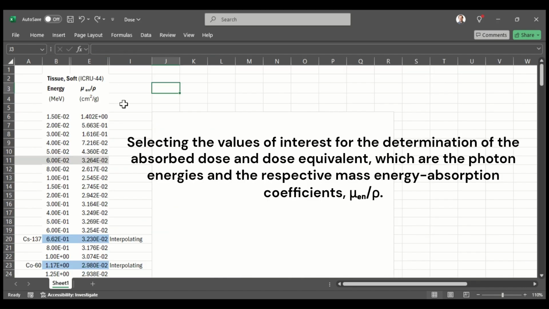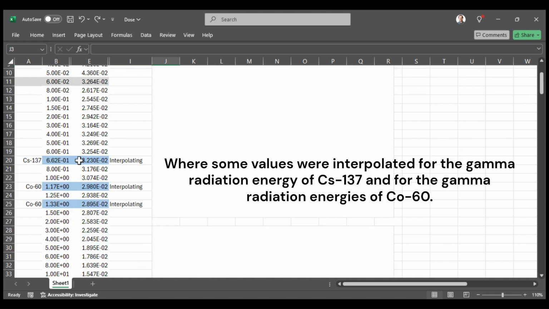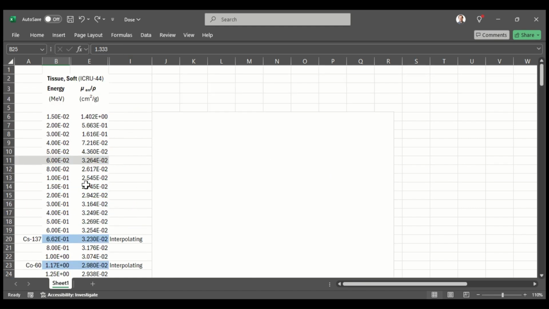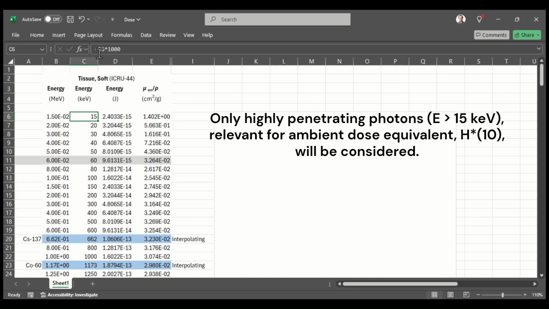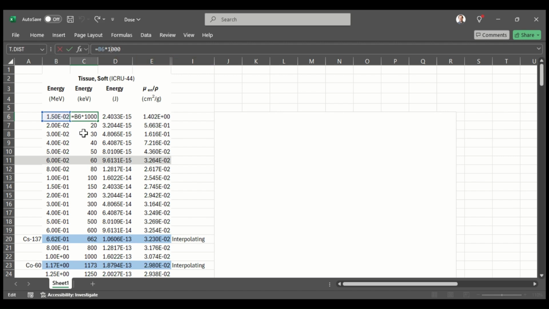Selecting the values of interest for the determination of the absorbed dose and dose equivalent, which are the photon energies and the respective mass energy absorption coefficients. Some values were interpolated for the gamma radiation energy of Cesium-137 and for the gamma radiation energies of cobalt-60. Only photons with energies above 15 keV, which are considered highly penetrating and thus relevant for ambient dose equivalent, will be considered.